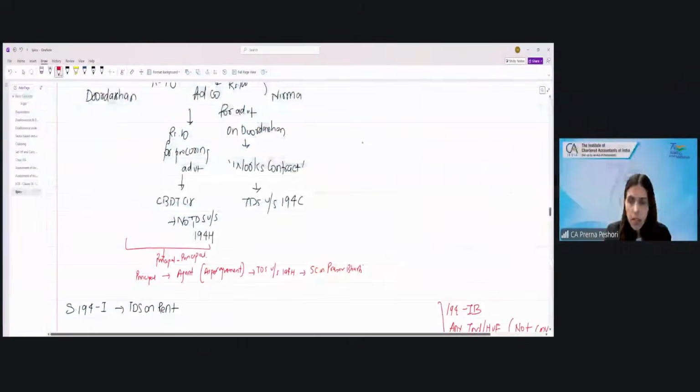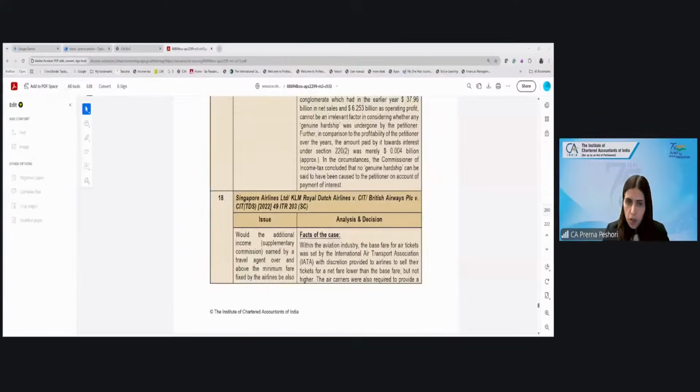To discuss on 194H before we move on to the next section is Singapore Airlines Limited. Let me share the screen so that you understand what is the case. Again, this is a Supreme Court ruling.